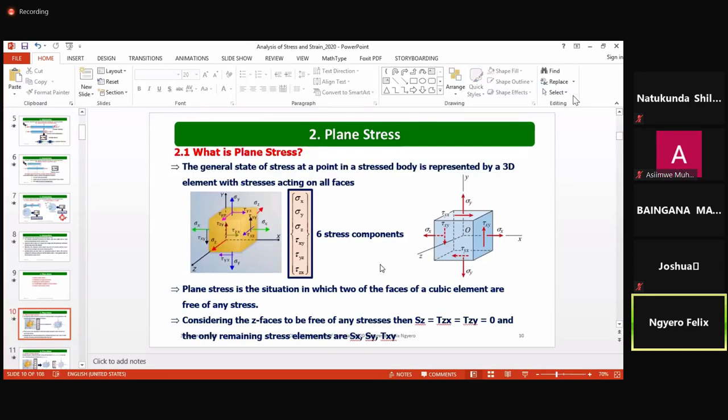But sometimes there are practical situations where on some faces of the element, we have zero stresses in some directions. Like if we take the Z axis and the stresses on that axis, sigma Z is zero, and also tau ZX and tau YZ become zero. So that leaves us with this state of stress here. In that case, that becomes plane stress. Plane stress means a state of stress where all the stresses on an element are in the same plane.